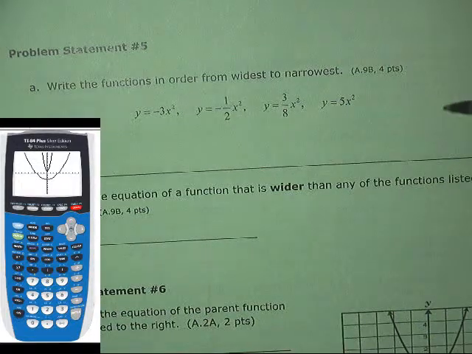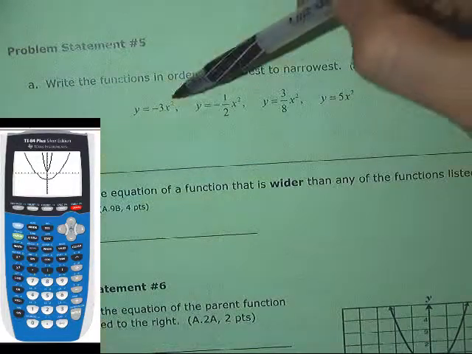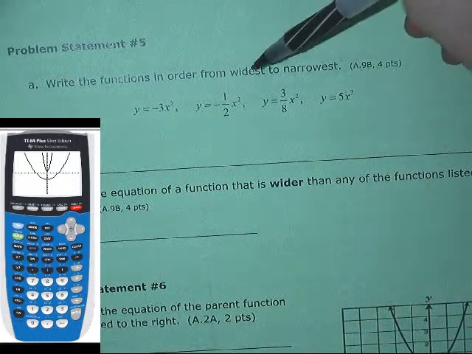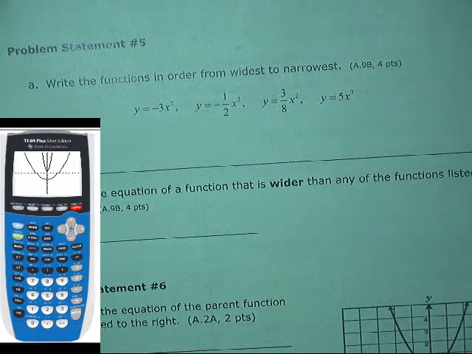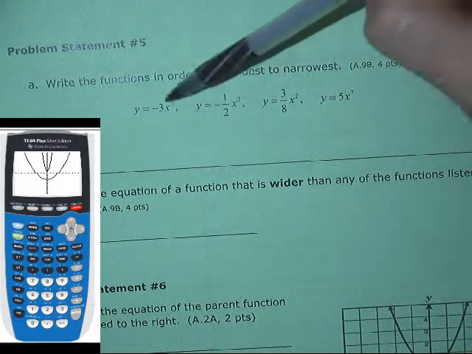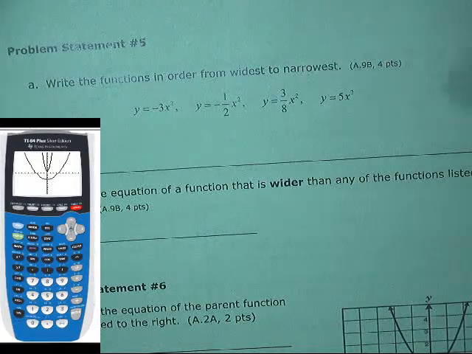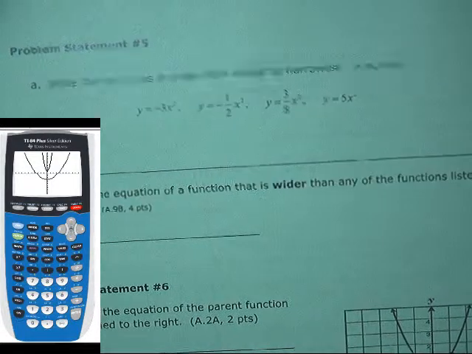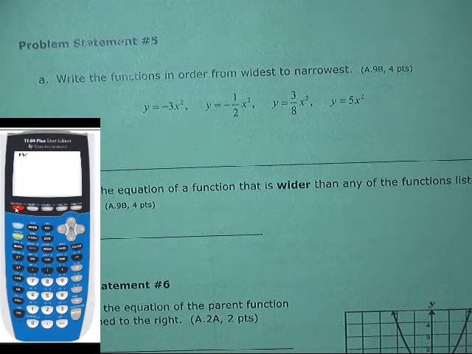Okay, for problem statement 5, we want to write these 4 parabolas in order from widest to narrowest. Now, once again, I would hope that you would know what the different numbers, the coefficients in front of x squared, do to the graph. But once again, if you didn't, we can still use our calculator to figure it out.